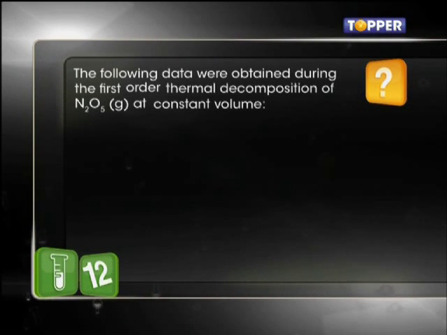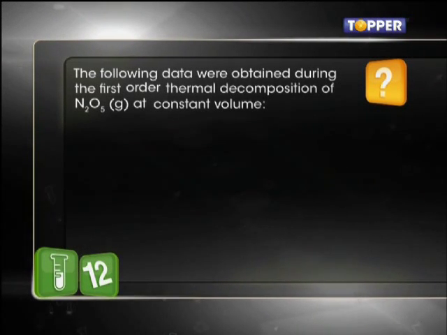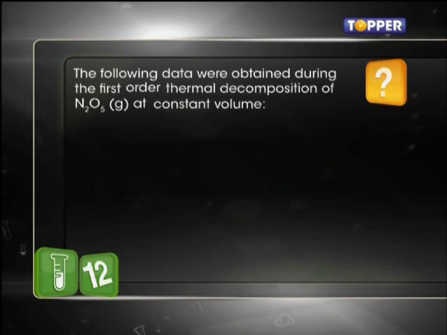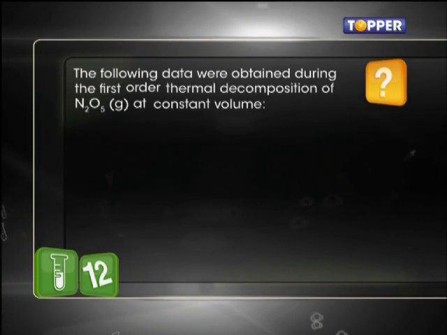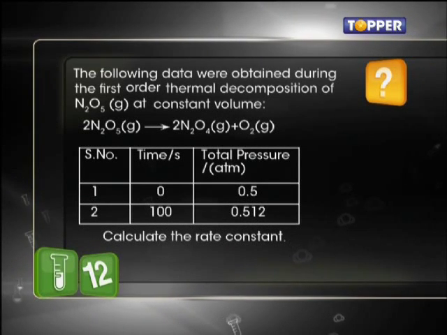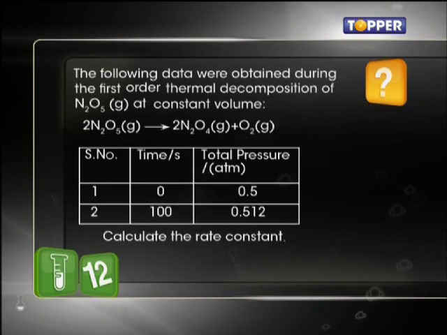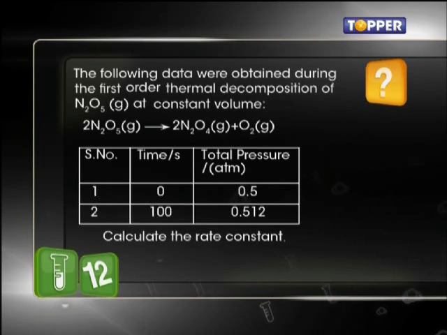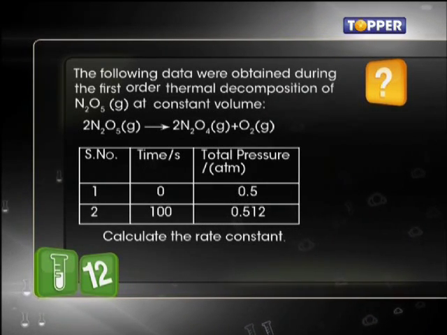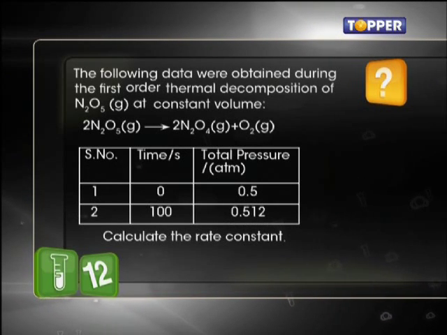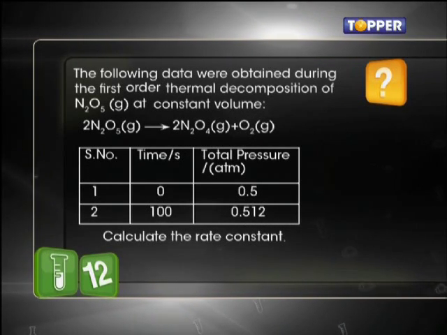The following data were obtained during the first order thermal decomposition of dinitrogen pentoxide at constant volume. 2 moles of dinitrogen pentoxide gas on decomposition gives 2 moles of dinitrogen tetroxide gas plus a mole of oxygen gas. Calculate the rate constant.